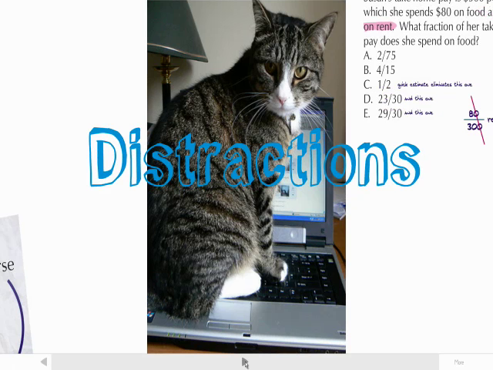So watch out for distractions. This is what it looks like at my house with my cat on my computer. It is distracting, but we have to stay away from those.